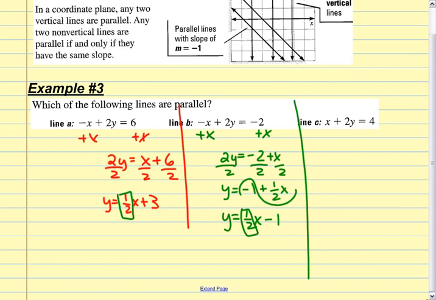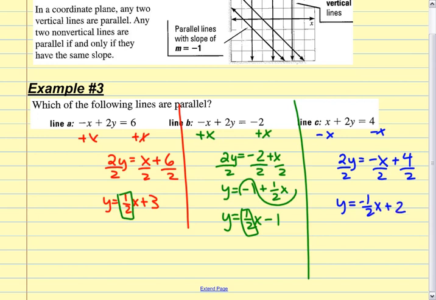Help me out with that one, Jordan. What do I do first? Subtract x from both sides. Subtract x. Got it. What do I get? 2y equals negative x plus 4. Beautiful. Nice work. What do I do now? Divide everything by 2. Divide this by 2, that by 2, that by 2. So I'm going to get y. Y is equal to what? Negative 1/2 x. Perfect. Negative 1/2 x plus 2.